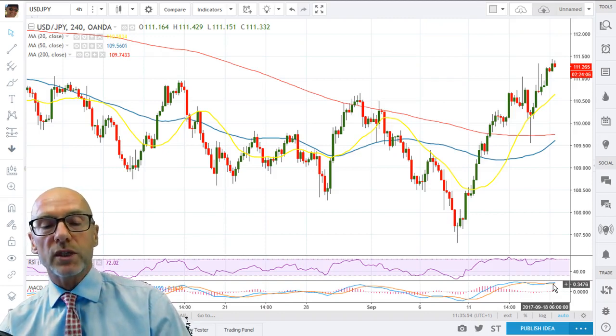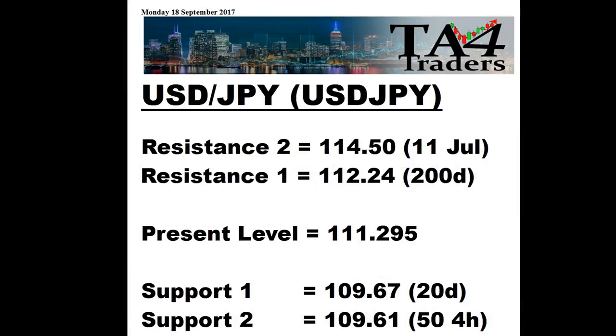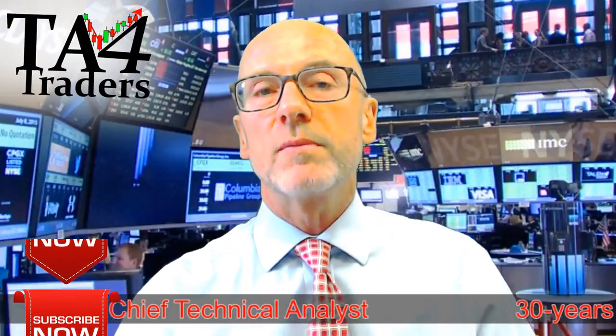On the support and resistance levels, we've got resistance at the 200-day, 112.24, and then on the high of the 11th of July, 114.5, with support at the 20-day, 109.67, and then immediately below there the 50 from the 4-hour, at 109.61.